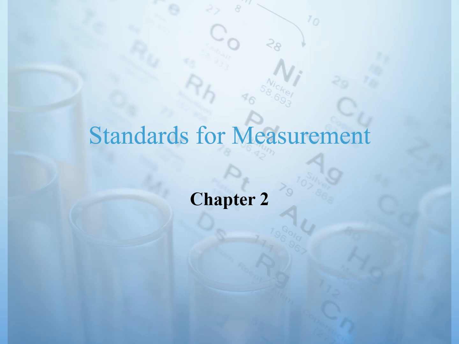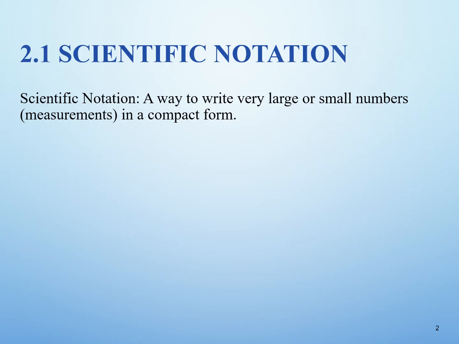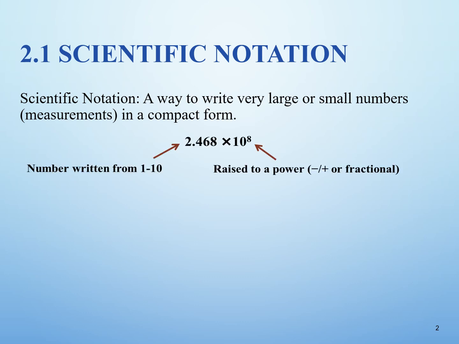Chapter 2 will be over standards for measurement. First thing we want to talk about is scientific notation. How do we write scientific notation? It's a way for us to write very small or very big numbers in a compact form, so we don't have to write a bunch of zeros in there and count a bunch of decimal places.